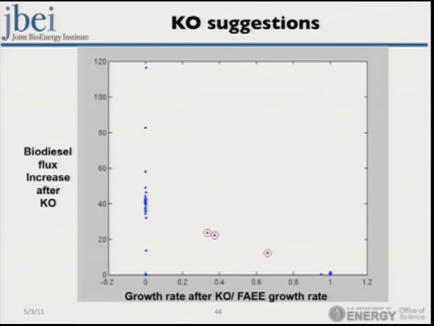Finally, I'll speak very briefly about the knockout suggestions. I did produce some knockout suggestions to try to increase the biodiesel flux by using the MOMA principle that I spoke of before. This is the graph where I present the results, where here we have the biodiesel flux increase after you do the knockout, and this is the growth rate increase or decrease after the knockout. The kind of results you're looking for are over here, where you have a lot of biodiesel increase, but you don't take a huge hit in growth rate. Of course, the ideal results do not exist, so what we got is something in between.